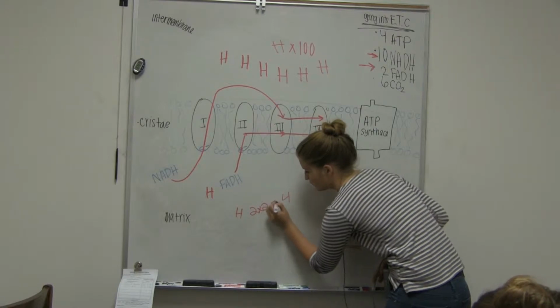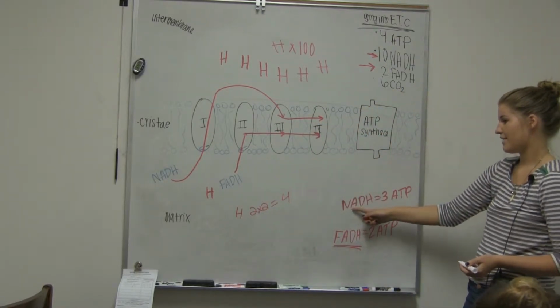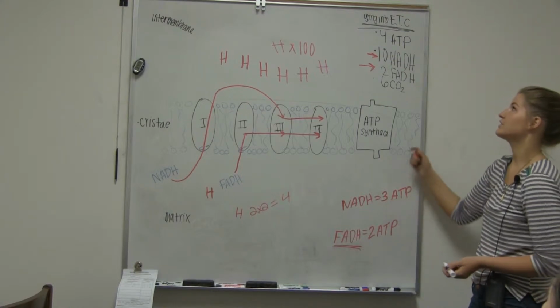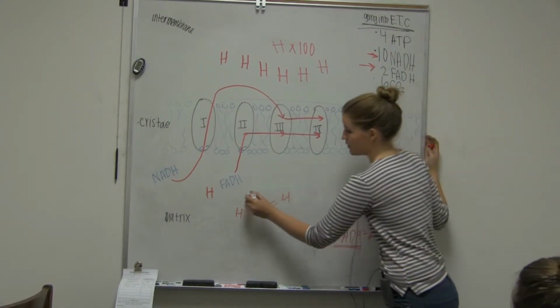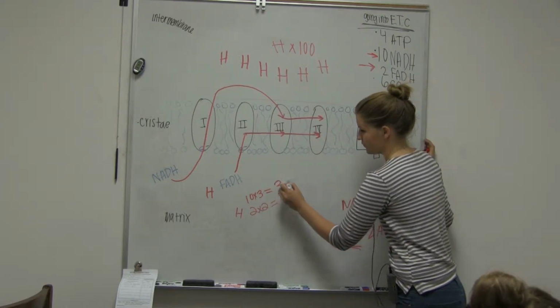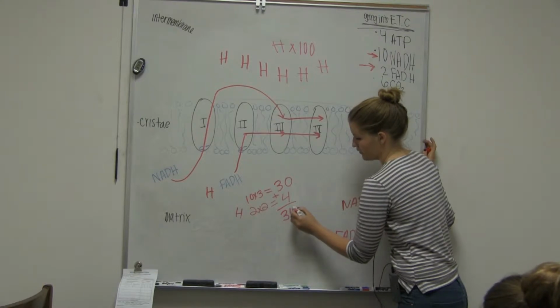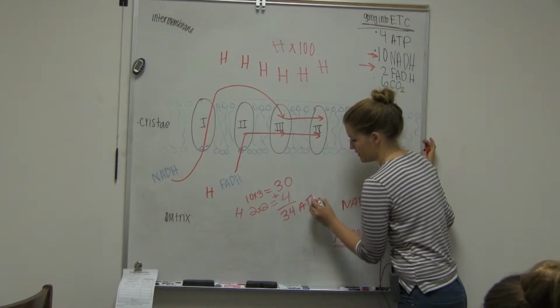Do they both yield 2? Okay, so now we have NADH, which will give us 3, and we have 10 of them. How many will we get there? 30. 30 plus 4, 34 ATP.